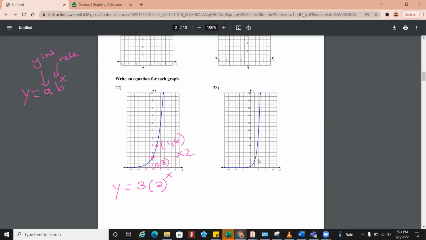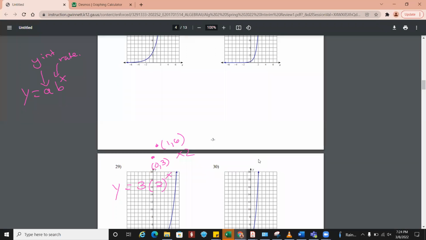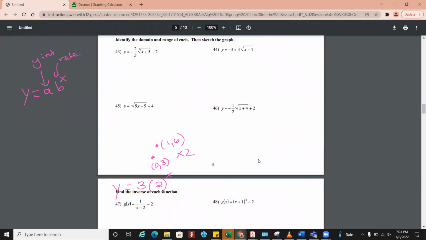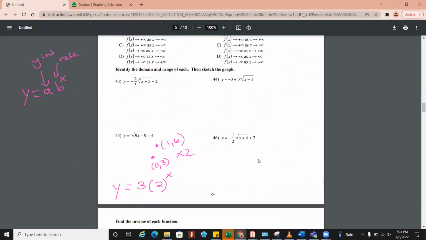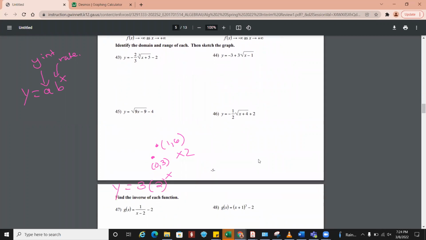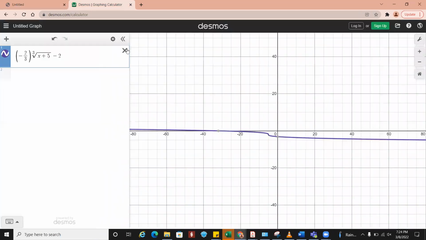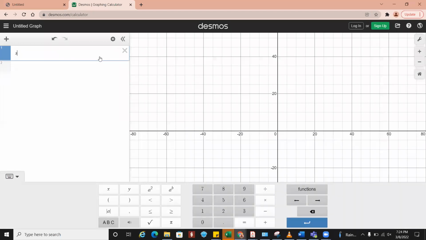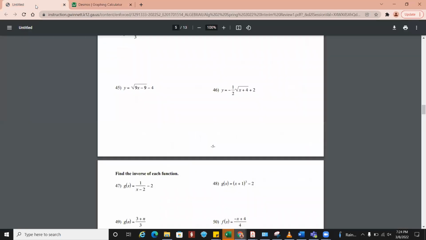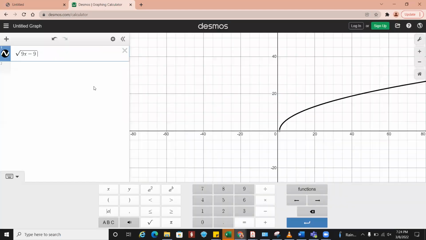Number 45. All right, so somebody asked for 45. On this one, we're doing domain and range again. Okay. So like I said, best way to do this is to graph it. So this is the square root of 9x minus 9. So we're going to come in here. Square root of 9x minus 9 minus 4.